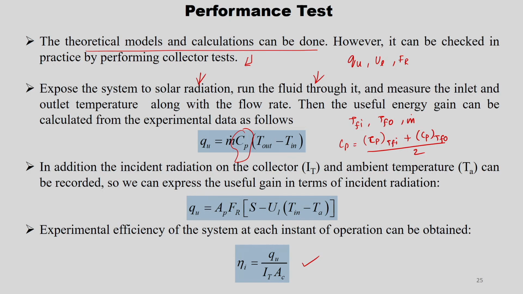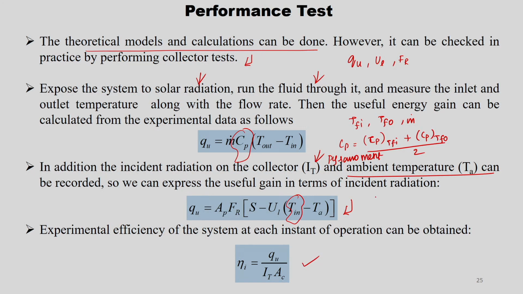In addition, the incident radiation on the collector, IT, can also be measured. Using an instrument, the pyranometer, we can directly read the incident radiation at a particular time or on a particular day, and the ambient temperature can also be recorded. So we express Qu as AP Fr times S minus UL into T in minus Ta. Here we used only the inlet fluid temperature, that is why we have taken Fr.